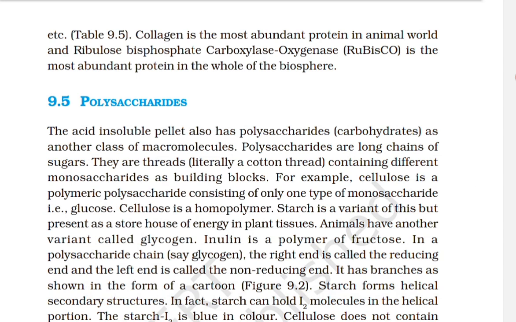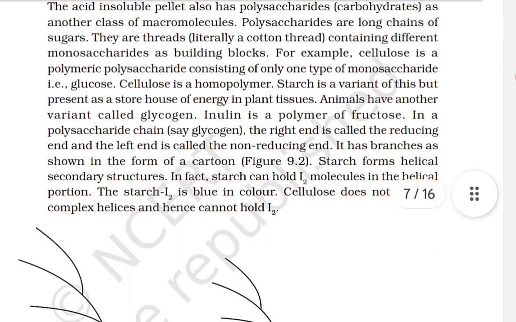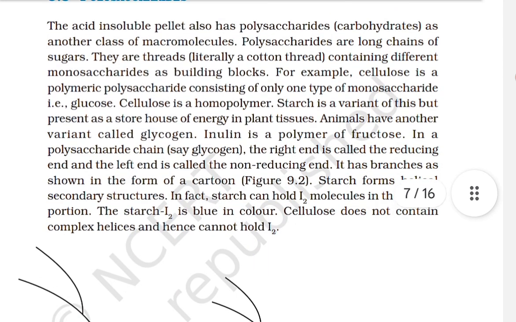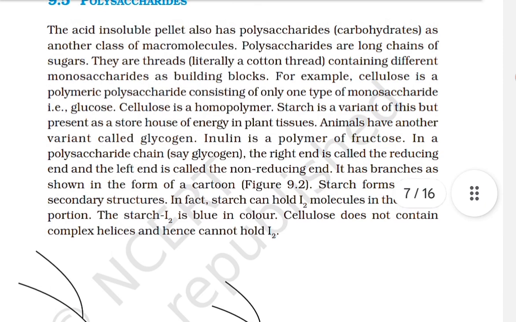For nucleic acids, the building block is a nucleotide. A nucleotide has three chemically distinct components. One is a heterocyclic compound, the second is a monosaccharide, and the third is a phosphoric acid or phosphate. Understood? So now let's proceed further.